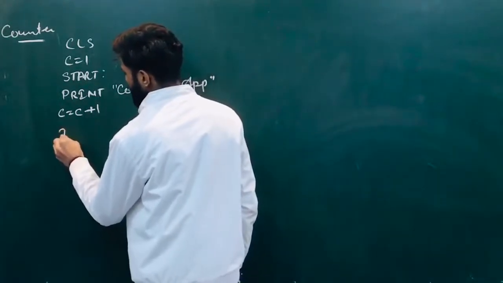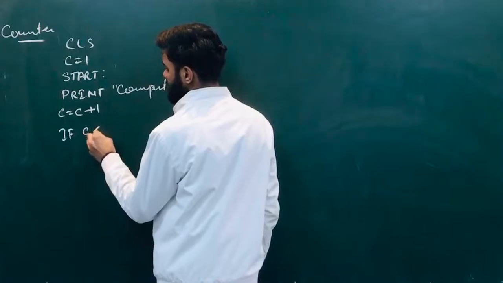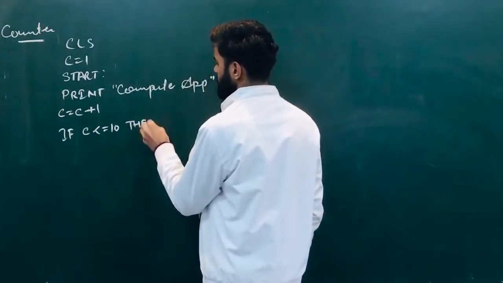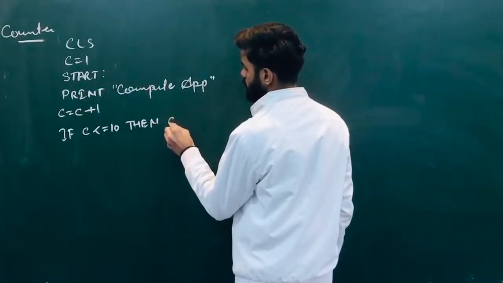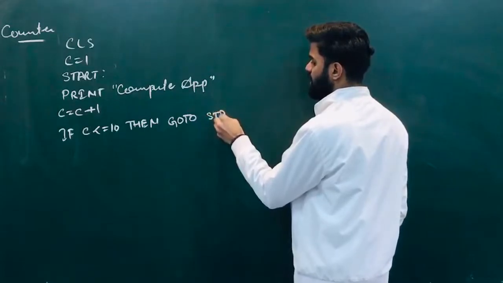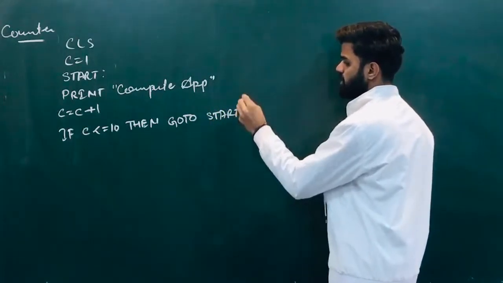Now after this, we just write here if C is less than or equal to 10, then go to, where will it go? It will go to the start statement, this one.